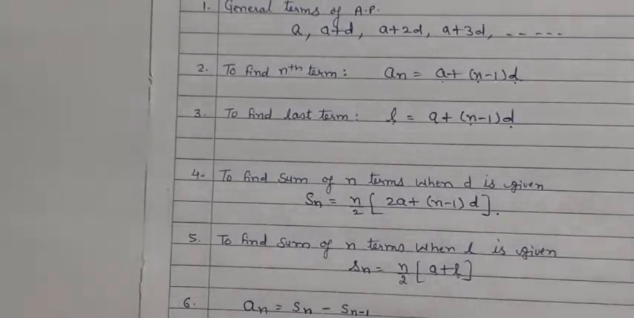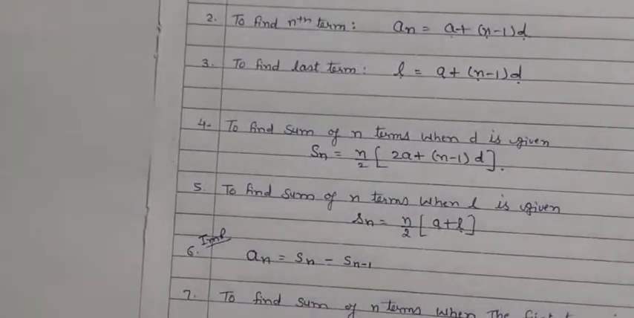Okay, whenever you are given Sn and you have to find an, then the formula is a very important one: an is equal to Sn minus Sn minus 1. This is one of the important formulas here. Now see here, again I am telling you, an is equal to Sn minus Sn minus 1. This is a very important one. Come on to the next one.